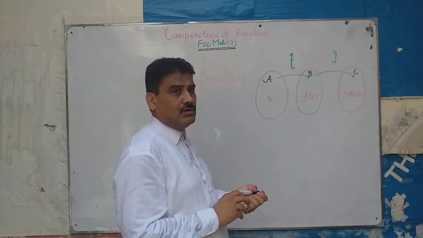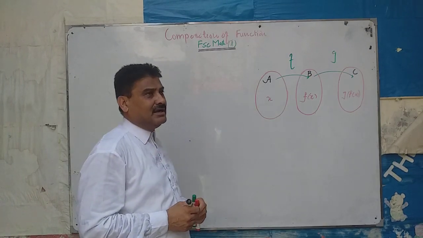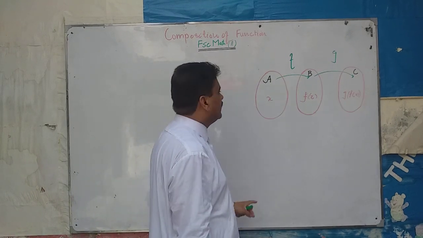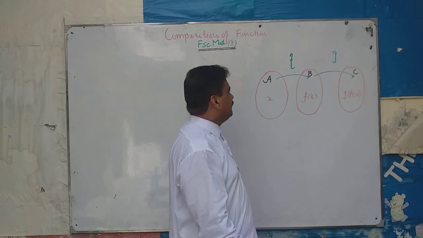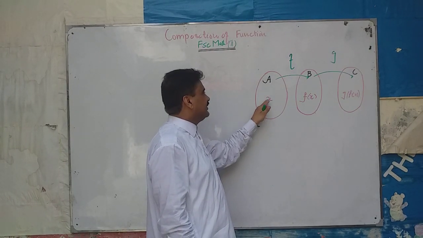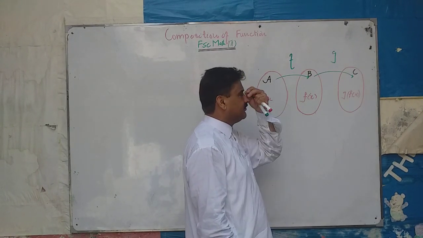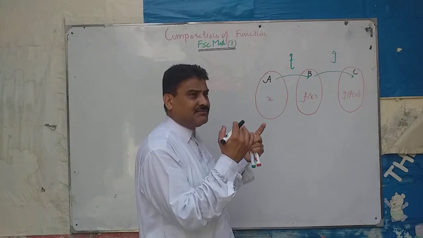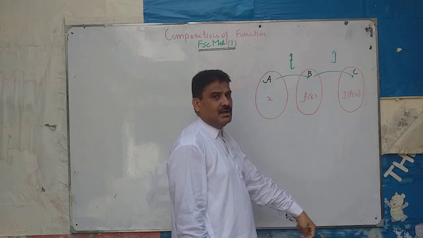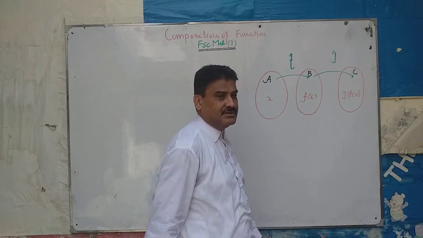Today in this video we will discuss the composition of function. In order to understand the concept, we have taken three sets A, B and C. If f is a function from set A to B, applied on some element x of set A, we will get f of x, which is now an element of set B. Similarly, if g is another function applied on the element of the same set B, we will get g of f of x, which is now an element of set C.